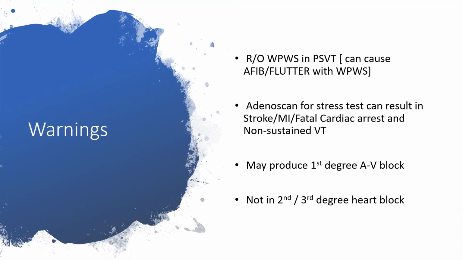Warnings. We have to rule out Wolff-Parkinson-White syndrome in paroxysmal supraventricular tachycardia before we administer adenosine. And why that? The administration of adenosine is meant to help the patient, right? But it can actually lead anyone with Wolff-Parkinson-White syndrome to atrial fibrillation or atrial flutter.